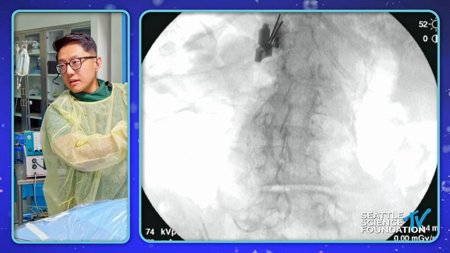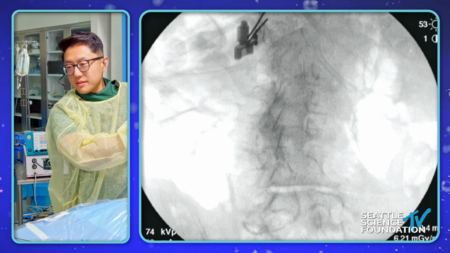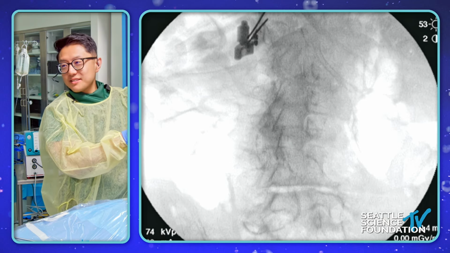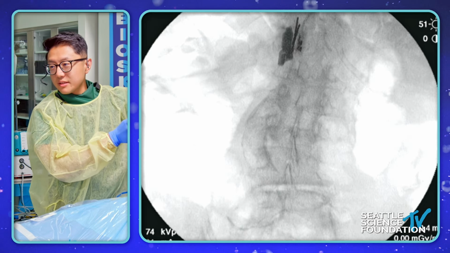Maybe a little bit more. A little bit more. Wow, there's a lot of rotation here. Here, let's take another shot there. Okay, I think that looks about as good as we're going to get.